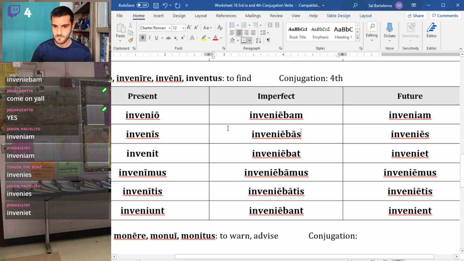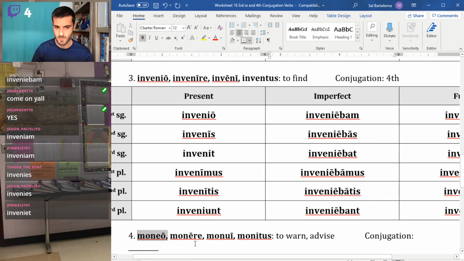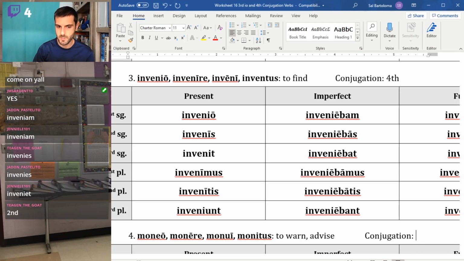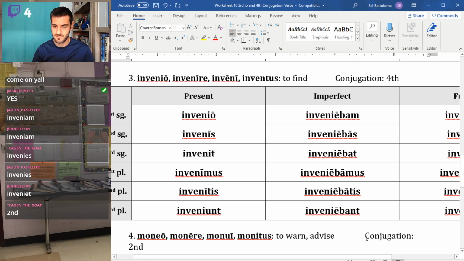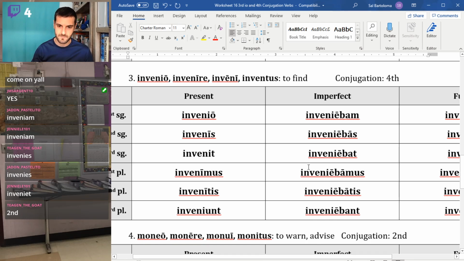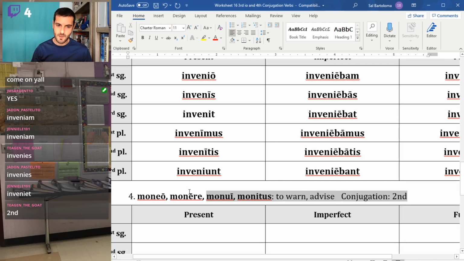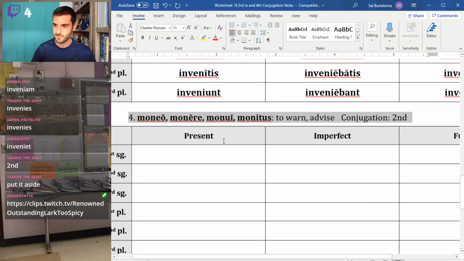All right. We got one more, and that is moneo, monere. What conjugation is moneo, monere? Second. An old favorite. So what are we going to do with all that great knowledge that we learned this week about third and third IO and fourth? Put it aside. Yep. Go for the classic.